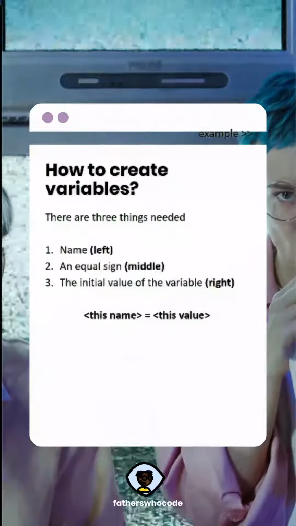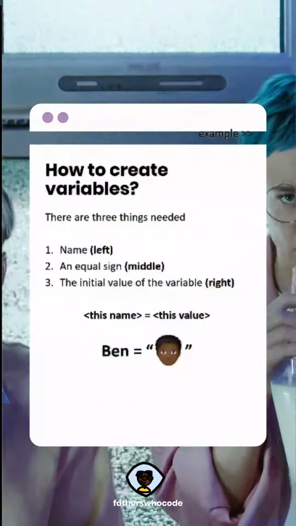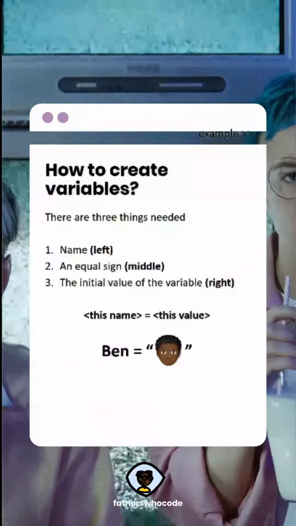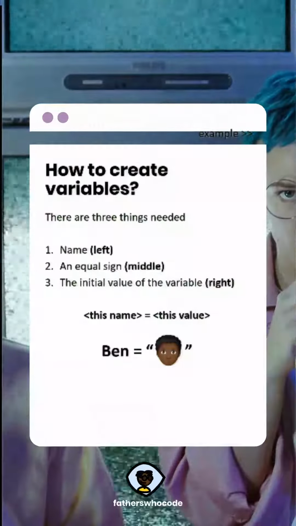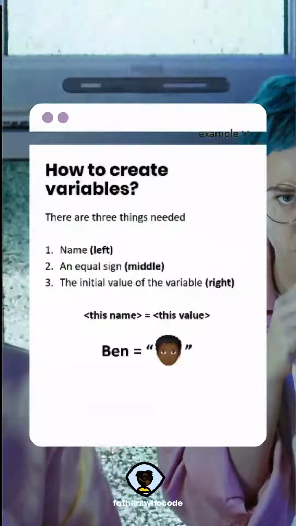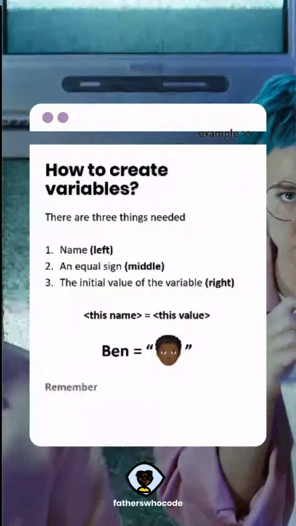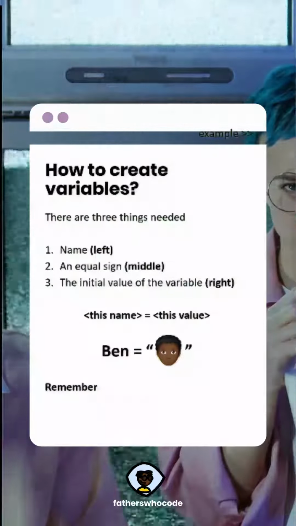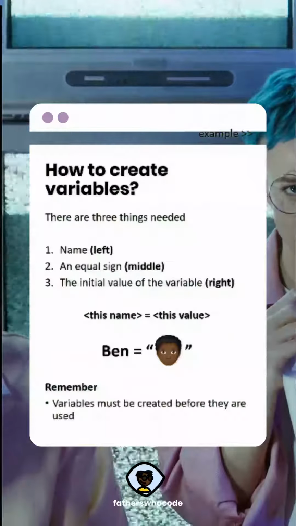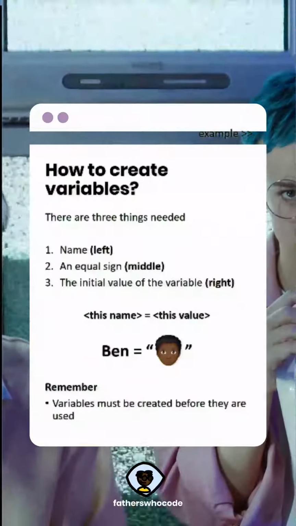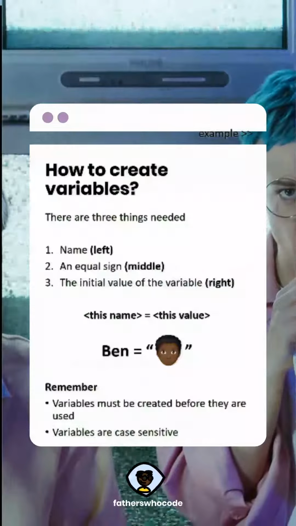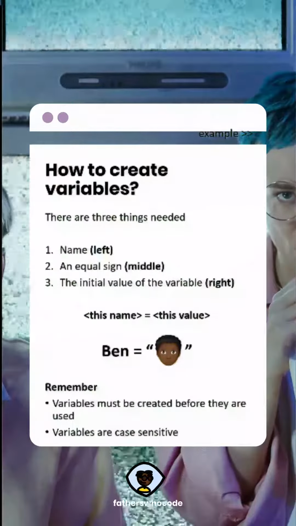And as an example, my name is Ben and I am a human, and I represented being a human as a string, which is a type, and the value is the emoji. And remember these two key points, which are variables must be created before they're used, and variables are also case sensitive.